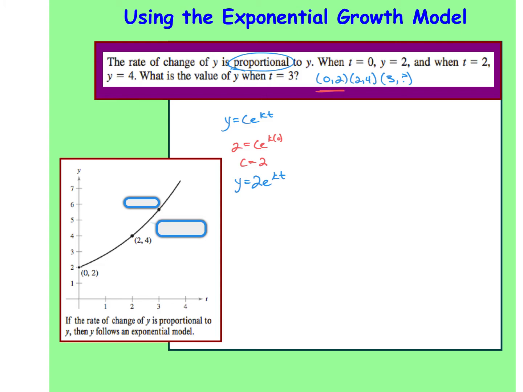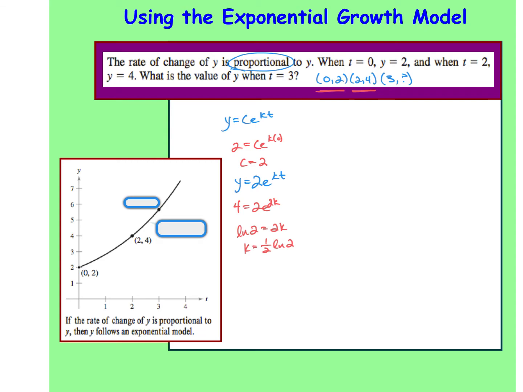Now what do I have to solve for? I have to solve for k. So now I'm going to substitute in my next ordered pair. So now, what would I have? 4 is equal to 2e to the 2k. All right. Now what do we do? We could divide by 2, and then what? How do I get to k? Natural log it. So now I have natural log of 2 is equal to 2k. Now what do I do? Divide by 2. So k is equal to 1/2 natural log of 2, or natural log of 2 over 2.